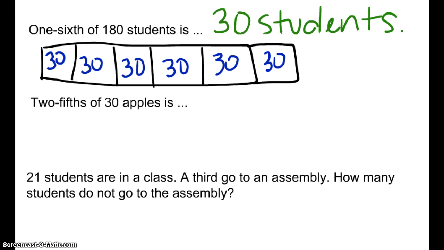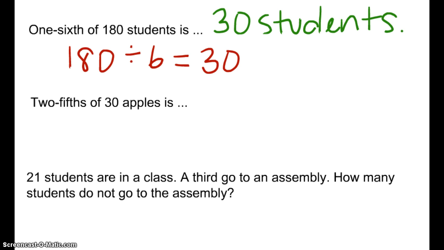Or did you draw a picture, a fraction strip split into 6 pieces, and one of those 6 pieces would be 30 students? That's another way to look at it. Or did you simply just divide 180 into 6 pieces? 180 divided by 6 is 30 students. That's 3 different ways. Maybe there's another way that you could have looked at it. Let the problem make sense to you.